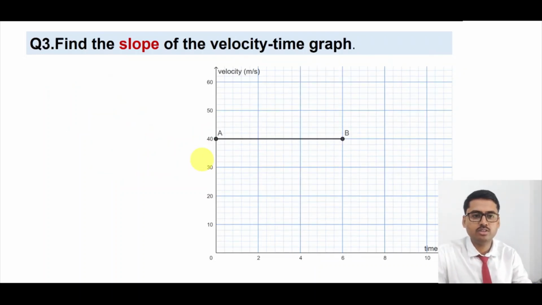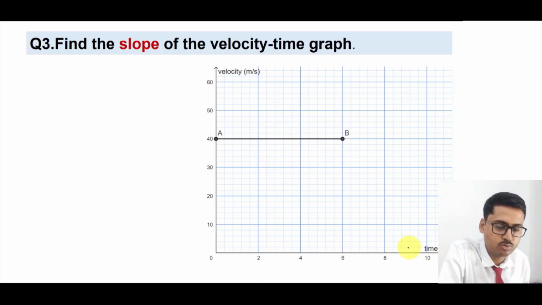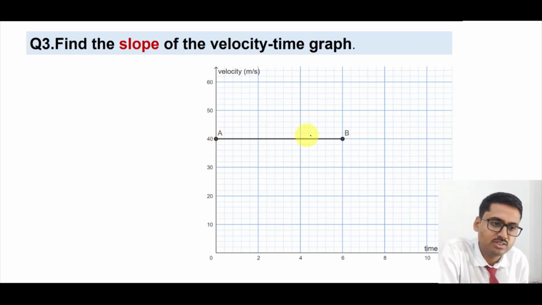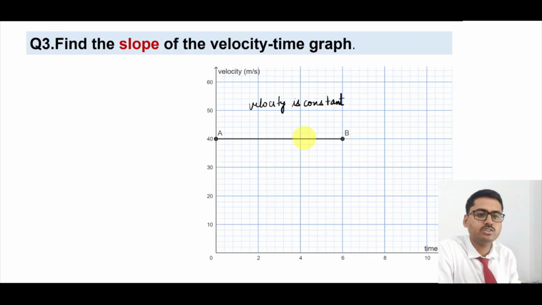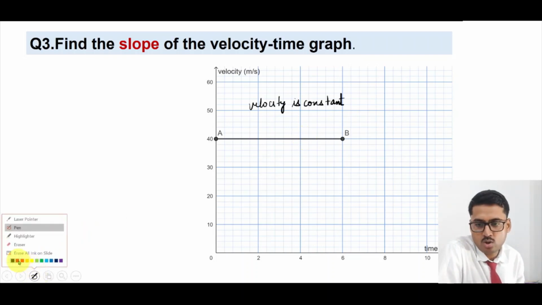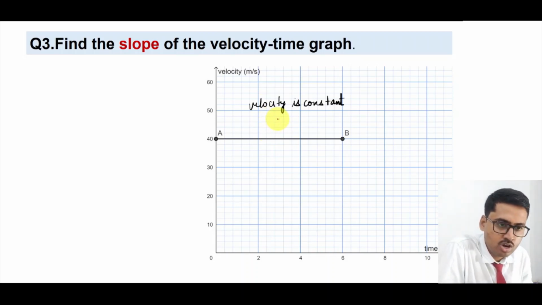In question number 3, we have a graph from point A to B which is parallel to the time axis, which means as the time increases, velocity is not increasing, velocity is constant. So what is the acceleration for such graphs? Well, if velocity is not changing, this means acceleration is 0. The object has got no acceleration.